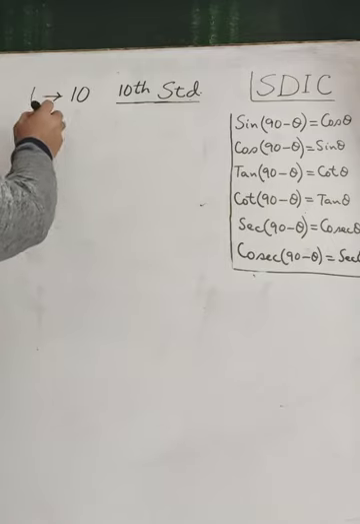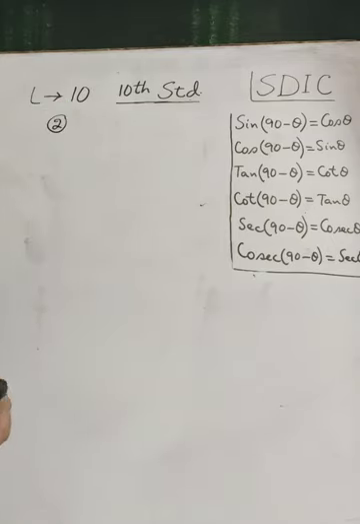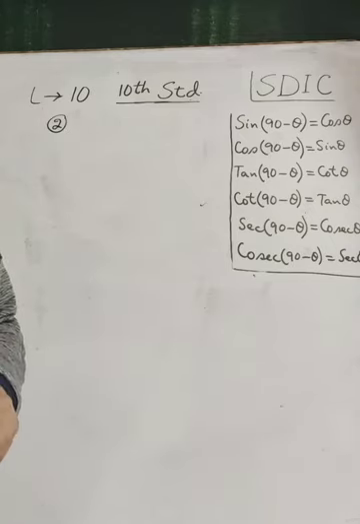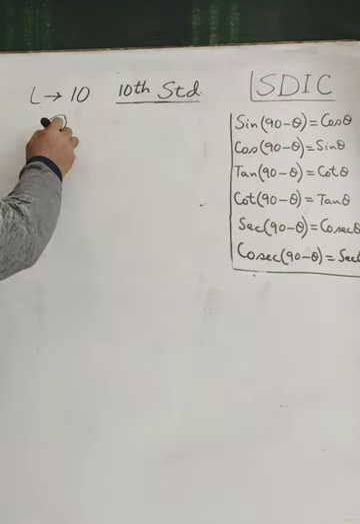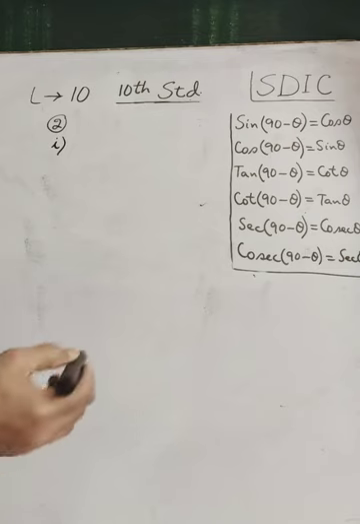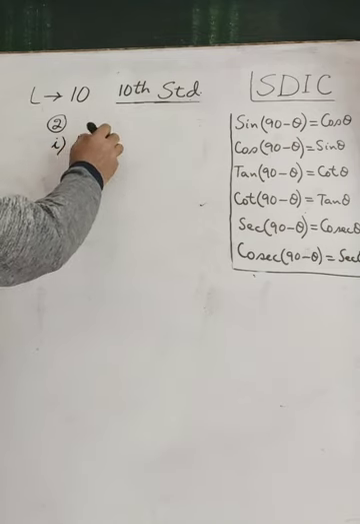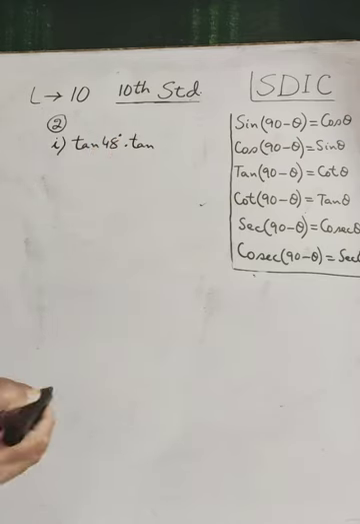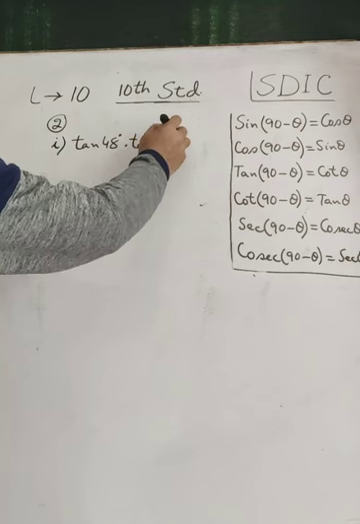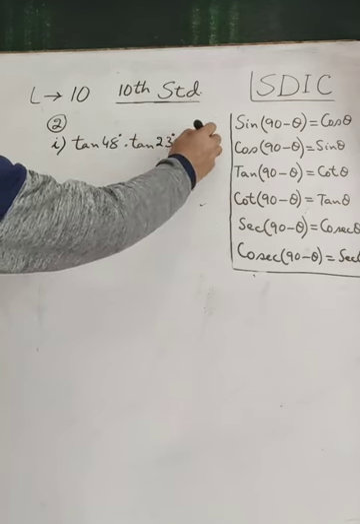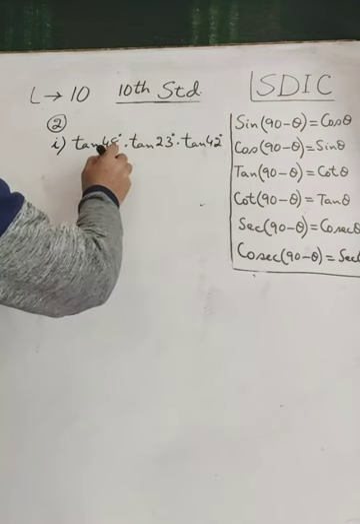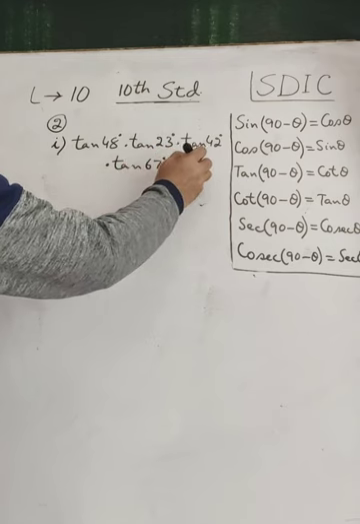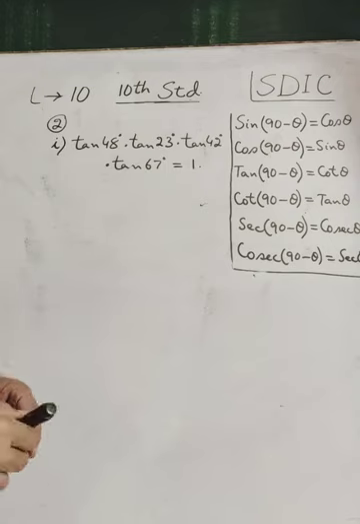Question number 2 again has 2 parts, and we are asked to show something, which means you have to prove LHS equal to RHS. The first part here is tan 48 degrees multiplied by tan 23 degrees multiplied by tan 42 degrees, then again multiplied by tan 67 degrees is equal to 1. We have to show this, which means you have to prove this result.